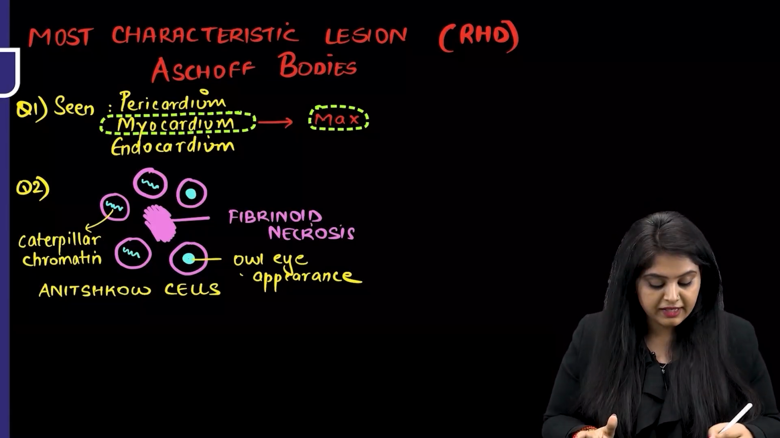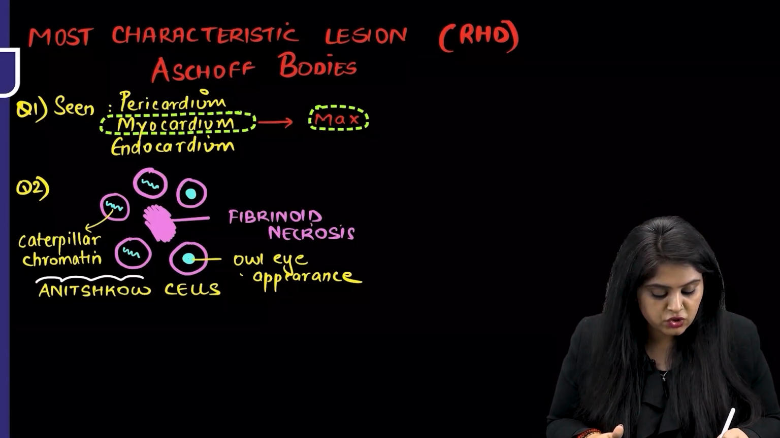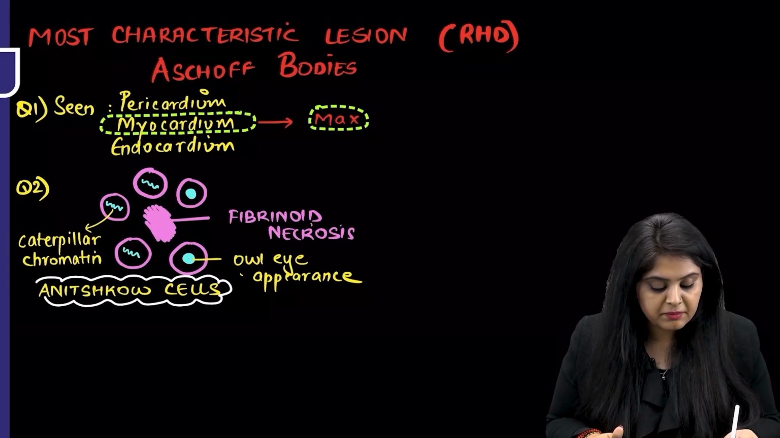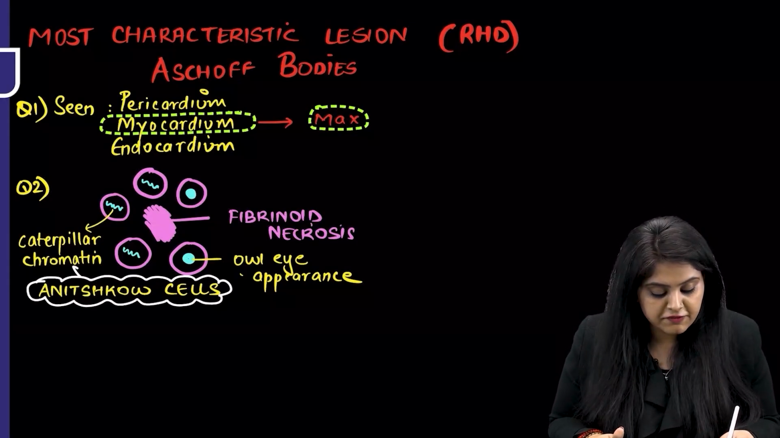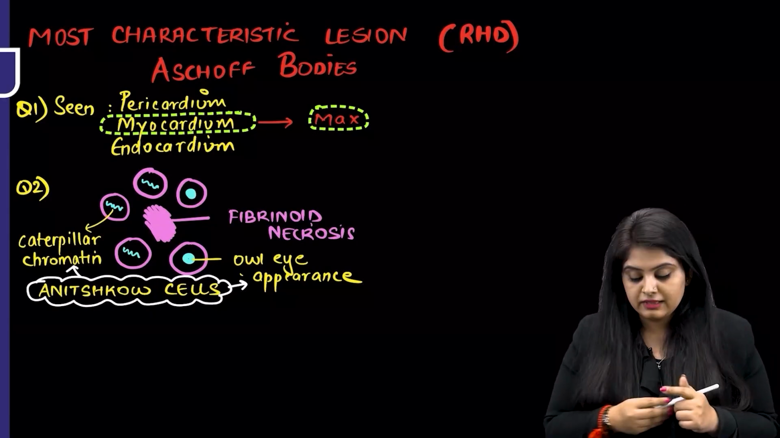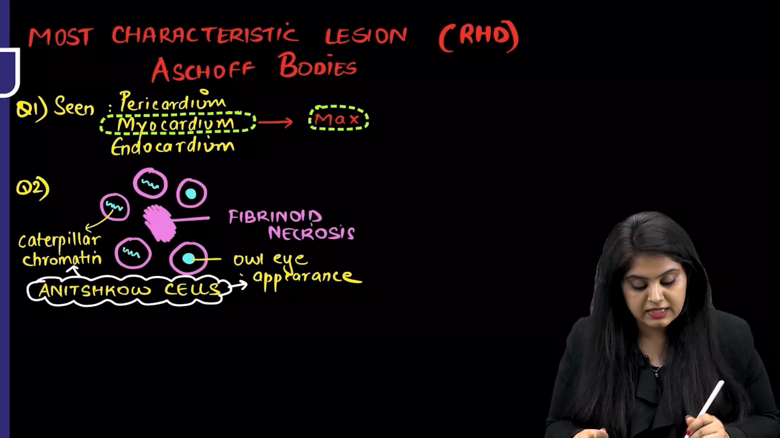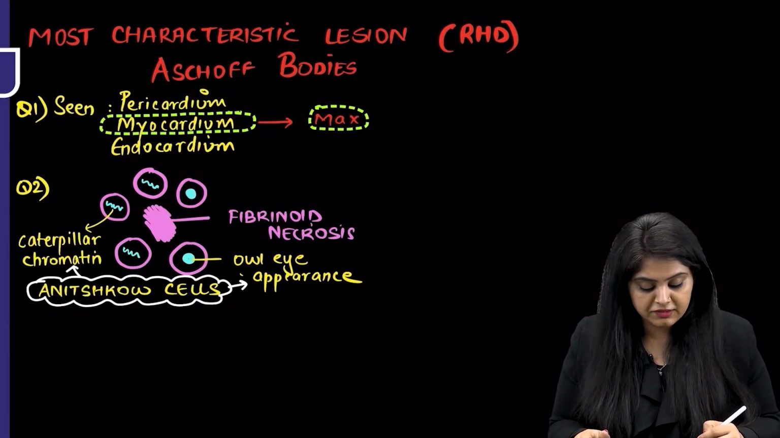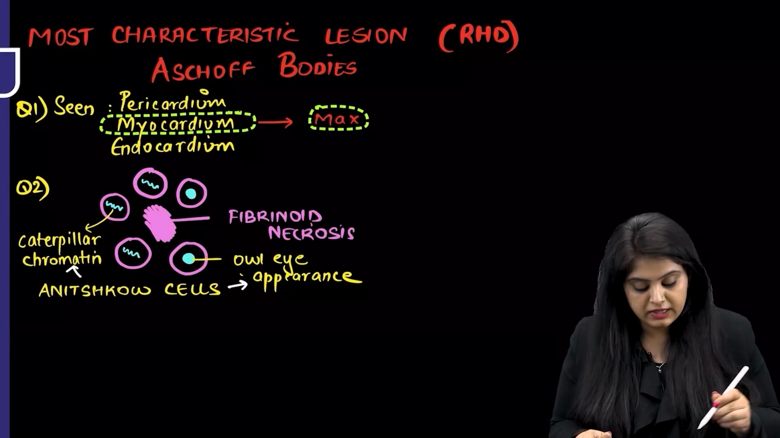Are they the same cell? Of course, nothing has changed. The cell is the same, guys. It just has different appearances. Like this, it's a caterpillar. Like this, it's an owl. And do you know what this entire thing is known as? It means the fibrinoid necrosis with the Anitschkow cells.